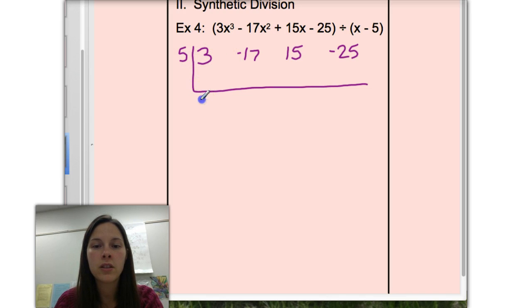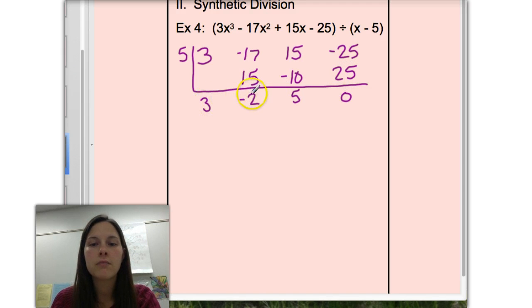Drop your coefficient, multiply by 5. 3 times 5 gives us 15. Add: negative 17 plus 15 is negative 2. Multiply your negative 2 by 5 to get negative 10. 15 minus 10 is 5. 5 times 5 is 25. And negative 25 plus 25 is 0.